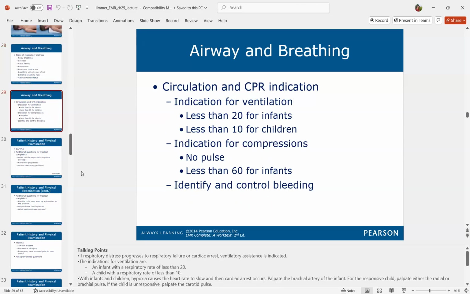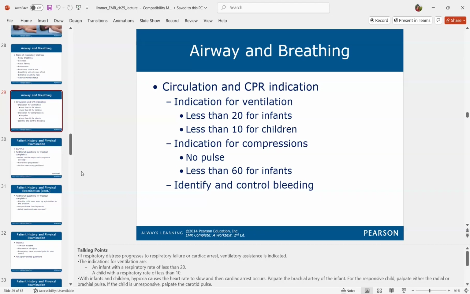If respiratory distress progresses to respiratory failure or cardiac arrest, we're going to ventilate the patients. Indications for ventilating children: an infant with a respiratory rate of less than 20. So infant is not a newborn. Infant again is that after 24 hours up to a year. So if the respiratory rate is less than 20 per minute, we're going to ventilate them. And a child with a respiratory rate of less than 10, we're going to ventilate that child.